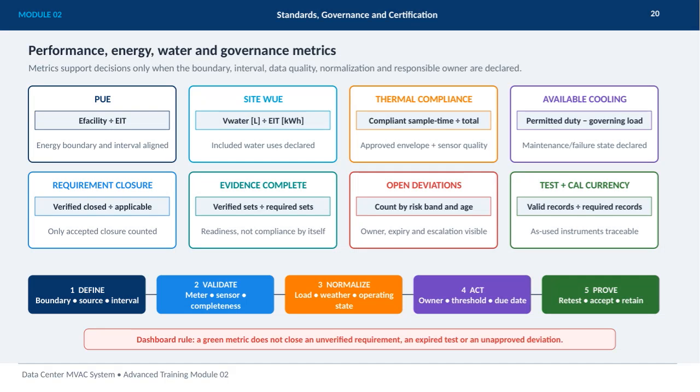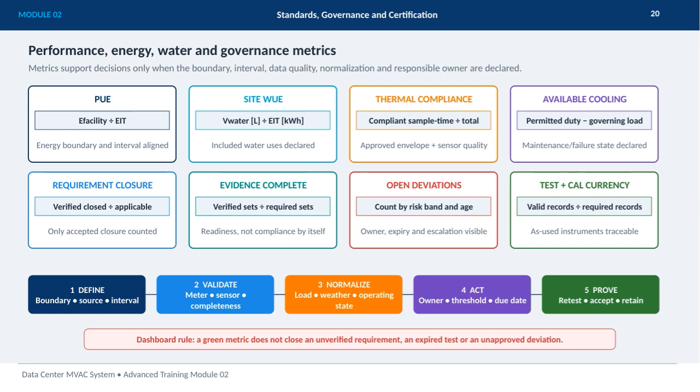This slide covers the critical aspects of standards, governance, and certification for data center MVAC systems. First, performance, energy, water, and governance metrics are fundamental to making informed decisions. However, these metrics only truly support decisions when 5 key elements are clearly declared: the boundary, interval, data quality, normalization process, and the responsible owner.